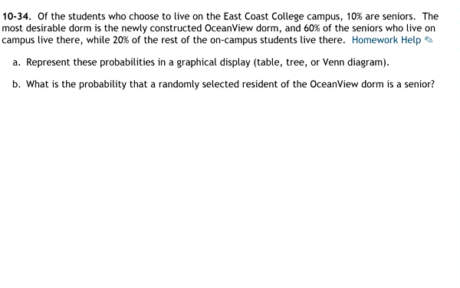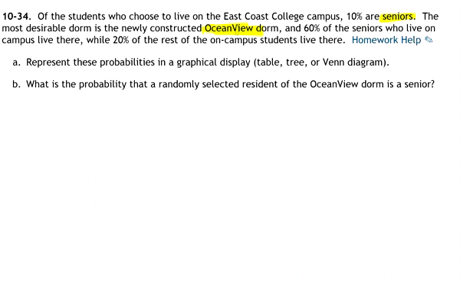So I've got to be honest, this has been a bit of a perplexing problem for me. I've tried a Venn diagram and I was not able to fill in all the missing pieces. So I've decided that what I'm going to try is a two-way table. There are two categories: you're either a senior or not a senior, and you either live in Ocean View or you don't live in the Ocean View dorm.